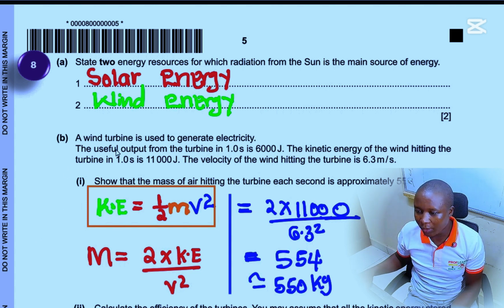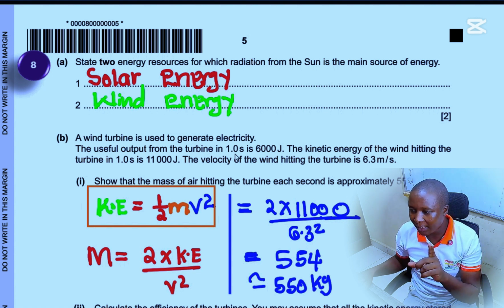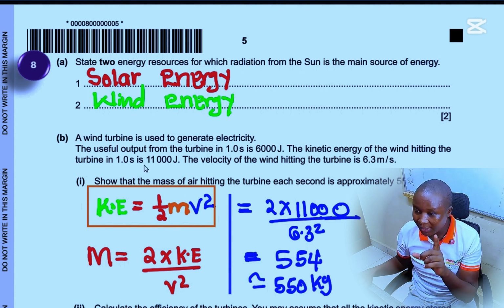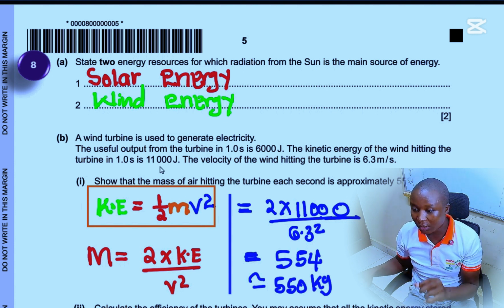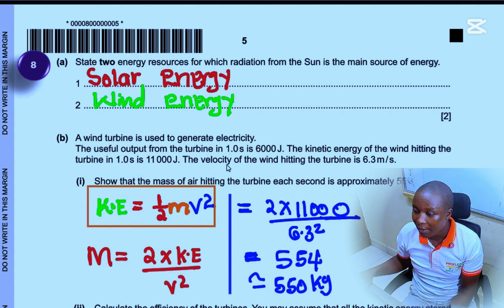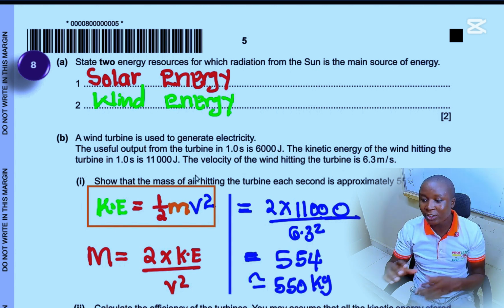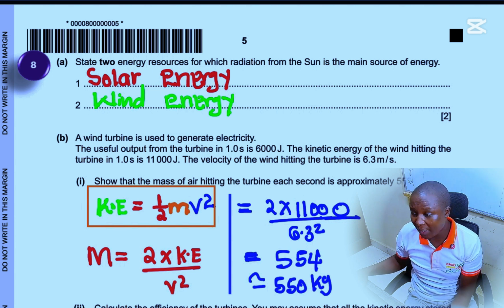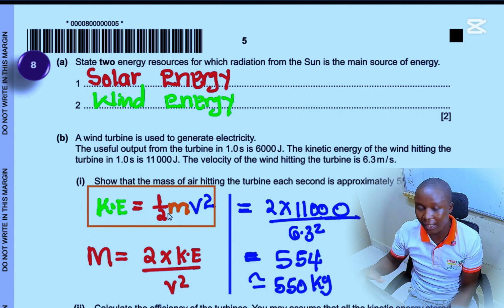So in this case, we're told the wind turbine is used to generate electricity, and the useful output from the turbine in 1 second is 6,000 joules. The kinetic energy of the wind hitting the turbine in 1 second is 11,000 joules. Then we are supposed to calculate the velocity of the wind hitting the turbine. Show that the mass of air is approximately 550.